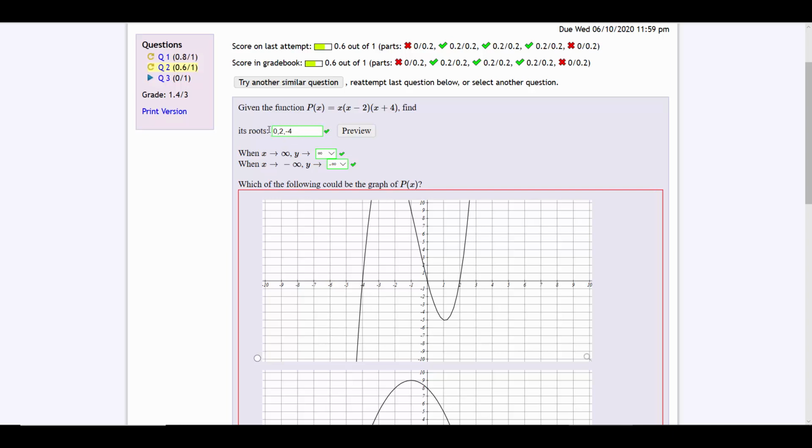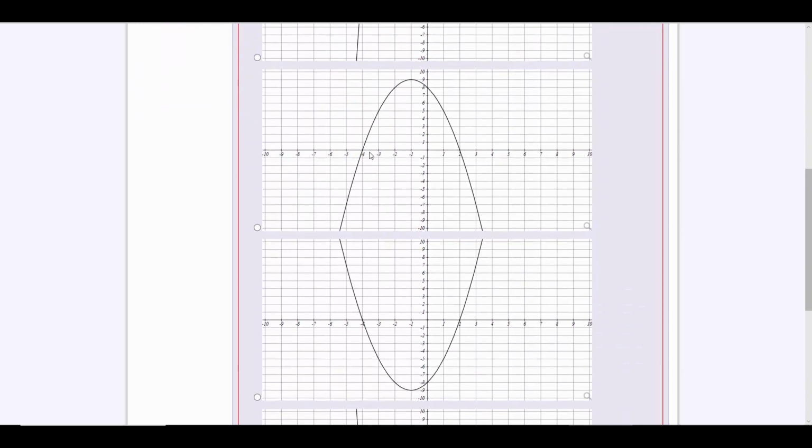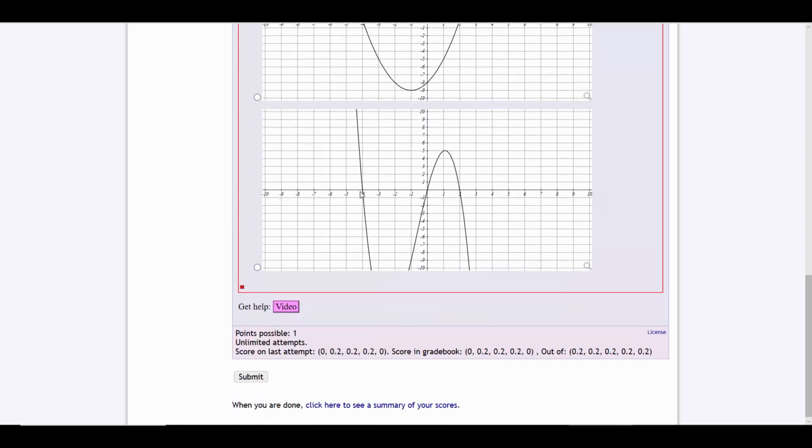So when I look at this, I need the x-intercepts to happen at 0, 2, and -4. Like if I went to this second graph, notice how I only see 2 x-intercepts here. So this could not be a correct graph. Same thing with 2 x-intercepts, so this could not be a correct graph. If I came down here, I have 3 x-intercepts, and it's at -4, 0, and 2, which is what we need.